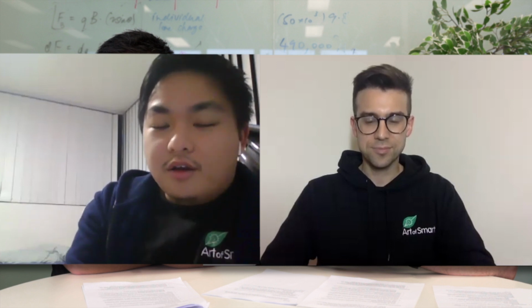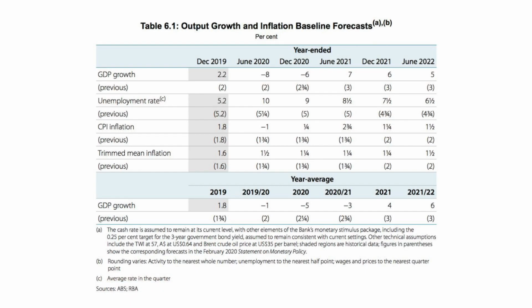And what they are saying is, for economic growth, they are expecting an 8% drop year on year for June this year. By December, it will be a 6% drop year on year. And then, as we were saying, with that V-shaped recovery, by June of 2021, they're expecting it to pop back up to 7%. And then December 2021, it'll be 6%. And then June 2022, we'll hopefully be back on our feet, and it'll be a 5% year-on-year increase.